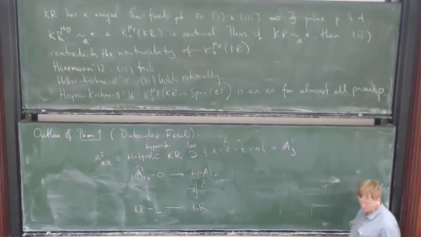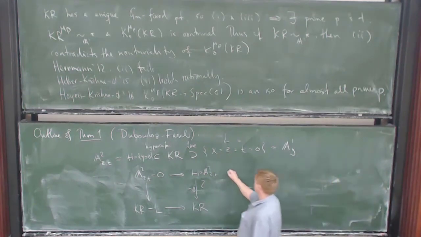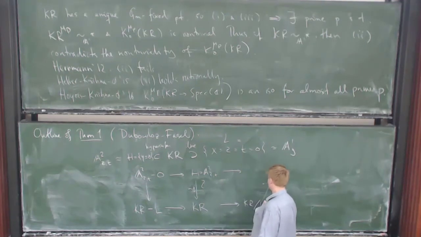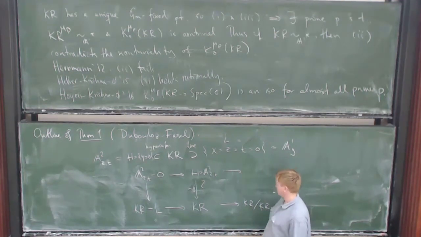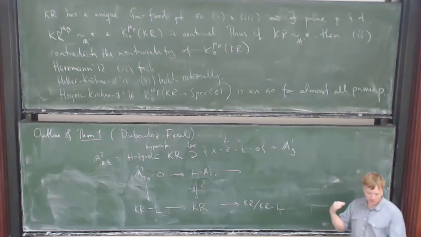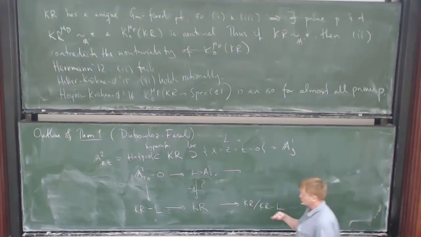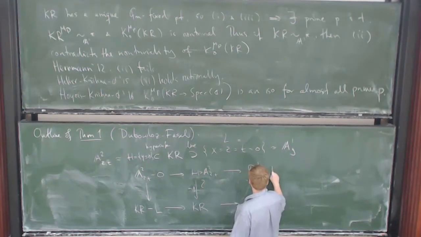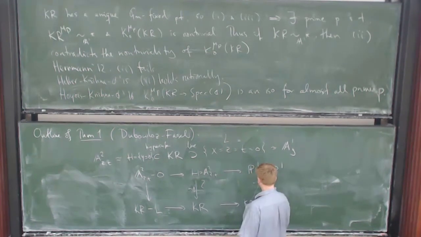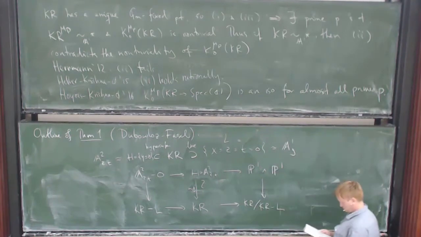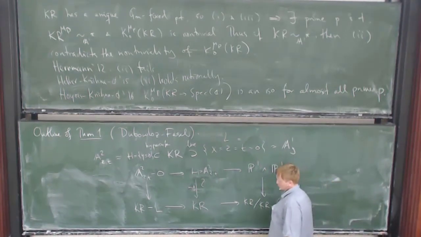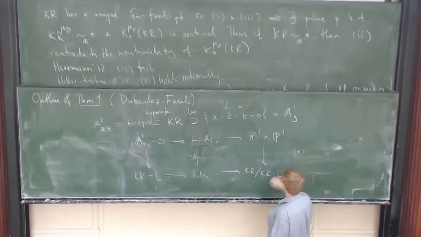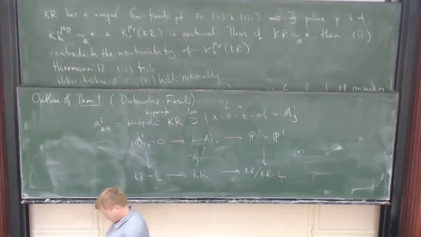Now let's look at the cofibers of these maps. When we look at a cofiber, we look at a quotient of A2 by A2 minus 0, and we get a smash product of P1 with itself. Let's call this diagram here star.